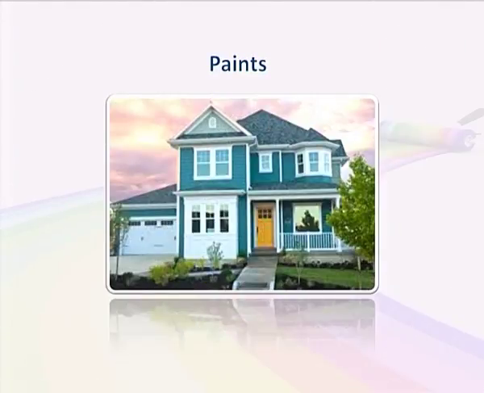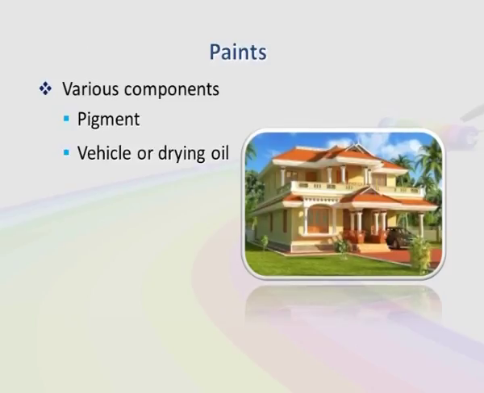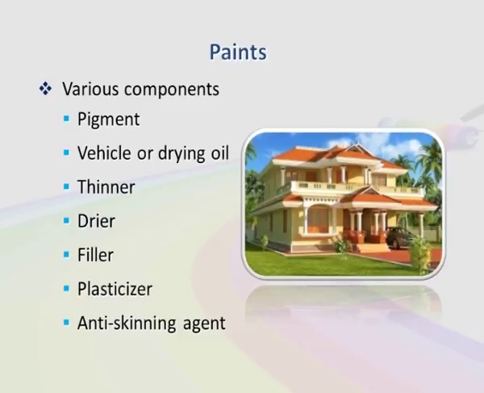Now, here we can see how a good paint can change the entire look of a house. Here we can see the various types of paints, stucco paint, texture paints, stone paints which are being used nowadays. Now, coming to the technical part of the paint. What are the various components of the paint? These are pigment, vehicle or drying oil, thinner, dryer, filler, plasticizer and anti-skinning agent.